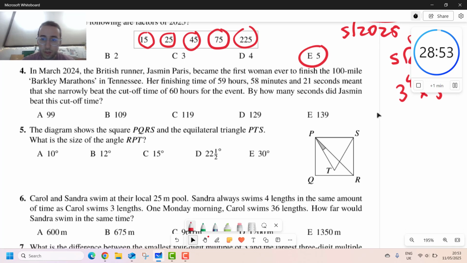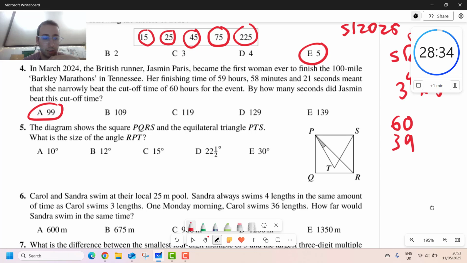Okay. 100-mile Barkley Marathon in Tennessee. I finished in a time of 59 hours. How many seconds? So 2 minutes. Oh no, 1 minute. So that's 60 plus 39, 99. 39 plus 60. Cool, very impressive.